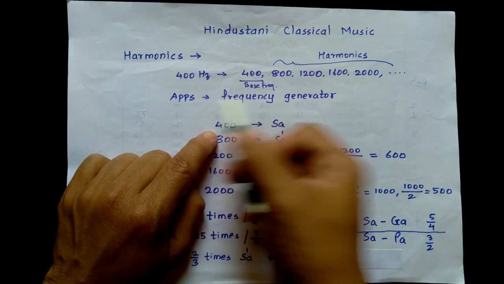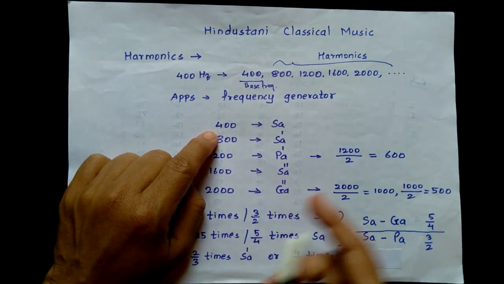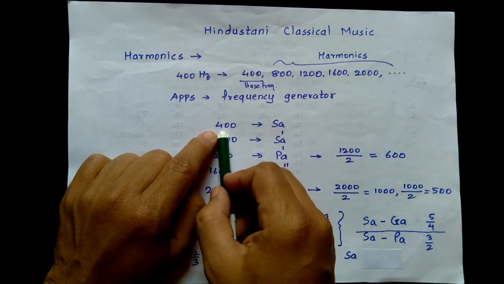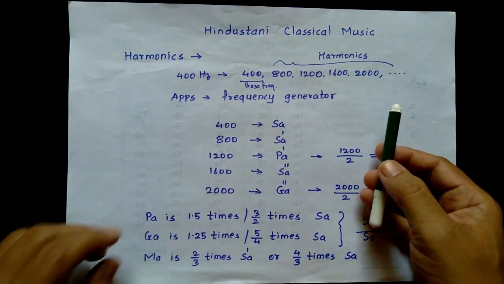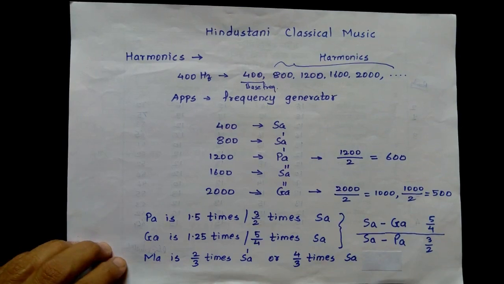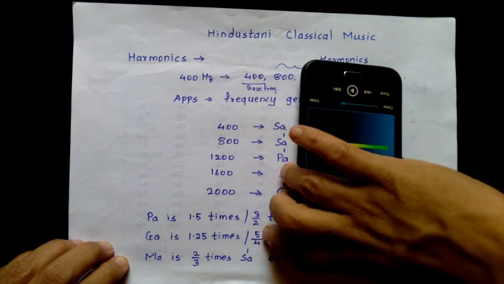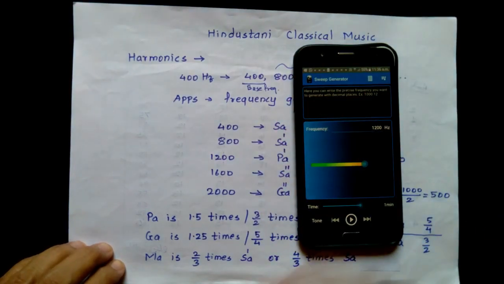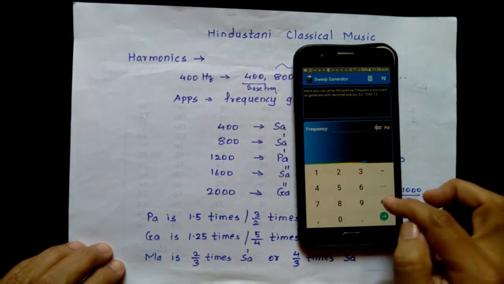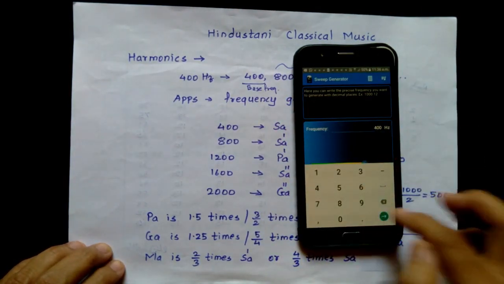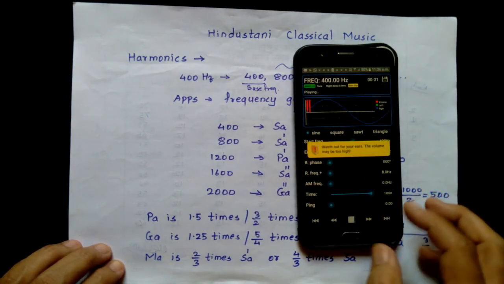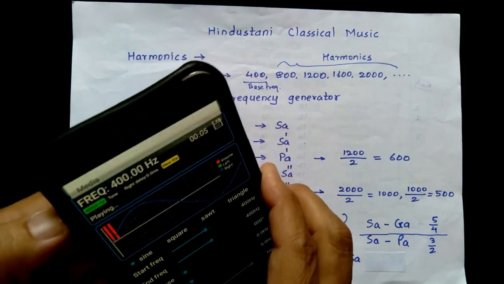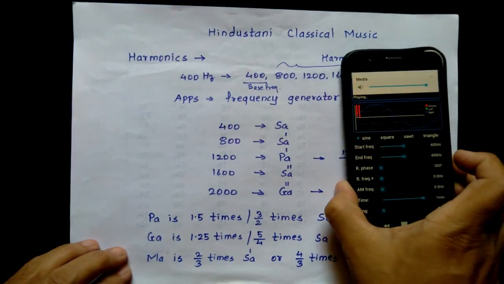There are certain apps on mobile, like a frequency generator, wherein we can just input the frequency and listen to the sound. Now I have a frequency generator app here. So I will just input a frequency here, and so this is 400 hertz. We can hear this. This is 400 hertz.